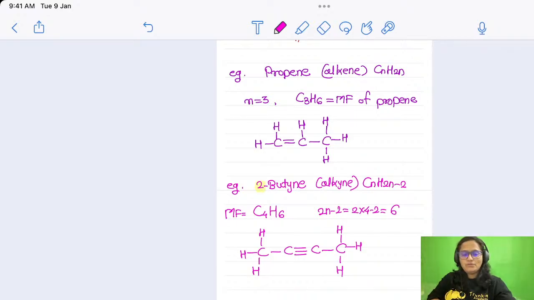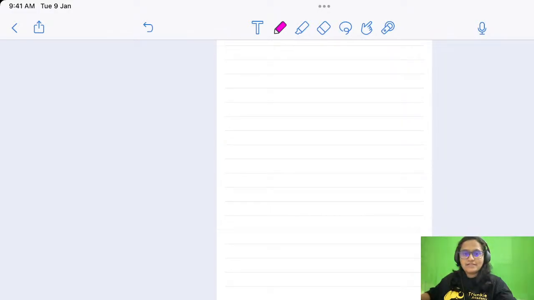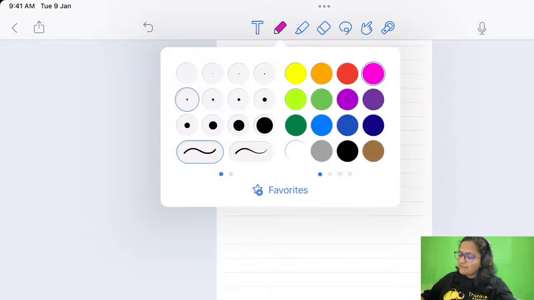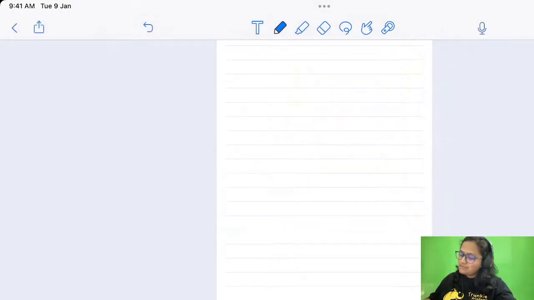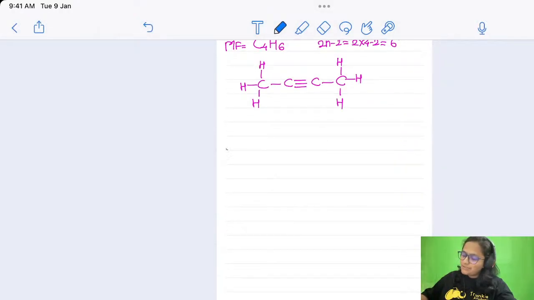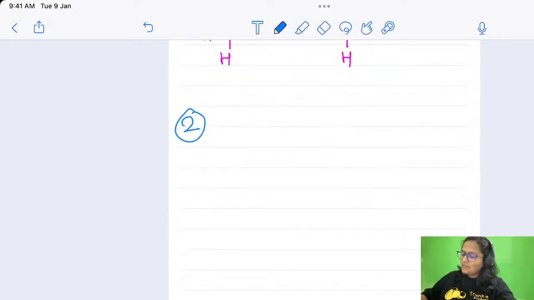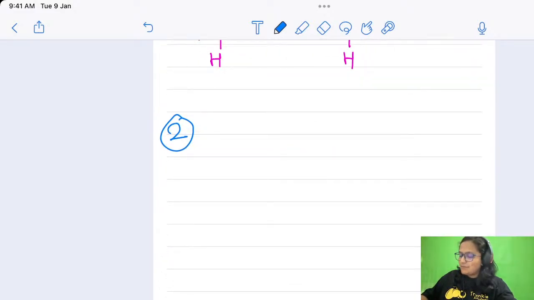Okay, so now these were some examples for bond line, complete structural formula. Now let us see the next type of the formula, and that is nothing but the condensed formula. So the second formula we are going to discuss is called a condensed formula.